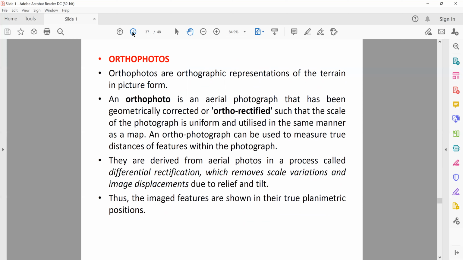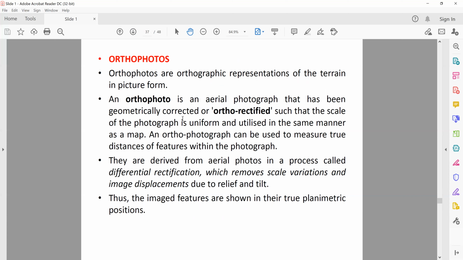Now comes the concept called orthophotos. Like I told you, on a picture, scale plays a very big part, and points at different elevations have different scales. So orthophotos are photos which have been geometrically corrected, or orthorectified, such that the scale of the photograph is uniform and can be utilized in the same manner as a map.